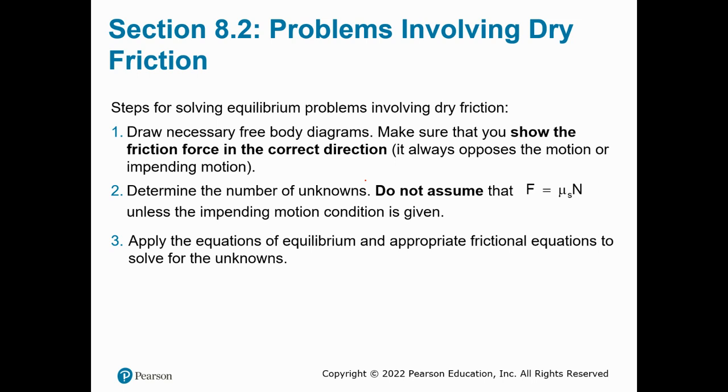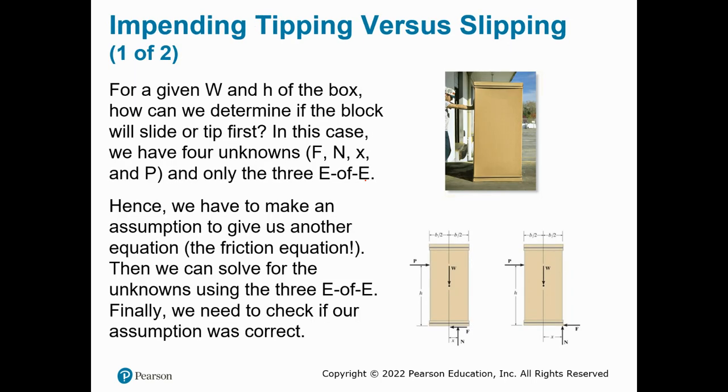We're going to determine the number of unknowns. Do not assume that F equals mu s N unless it's impending motion, unless the impending motion condition is given. And then we're also going to apply the equations of equilibrium and the appropriate frictional equation to solve for the unknowns.